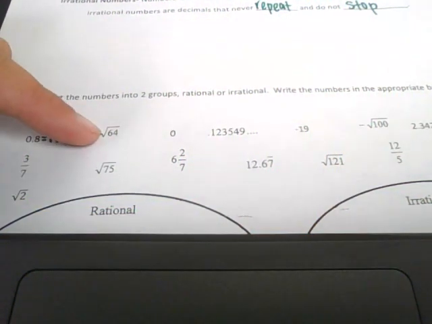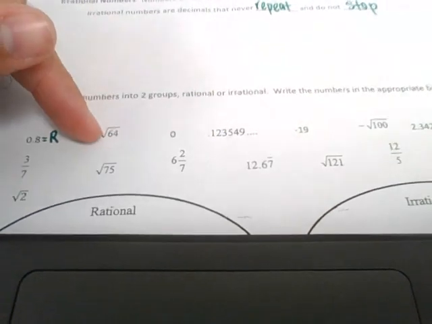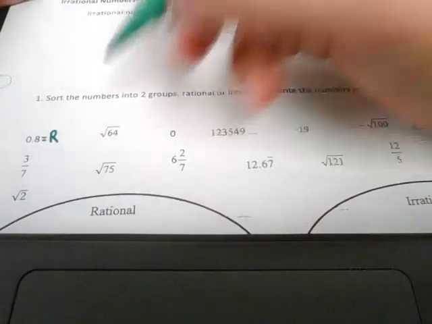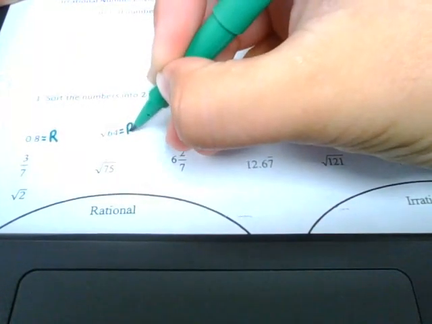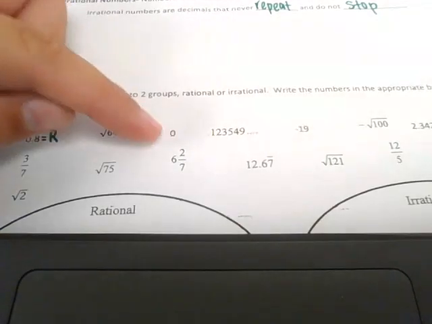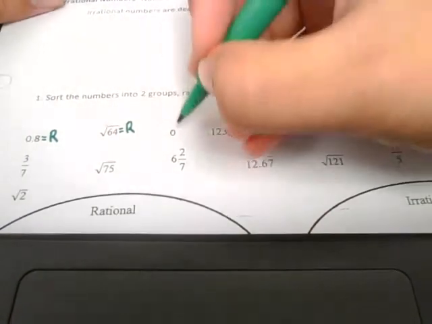Look at the square root of 64. Remember, if you're trying to find the square root of 64, you're saying to yourself, what number times itself will give you 64? And hopefully you guys are saying 8, which is a whole number, which means that it's rational. Next one here is the number 0. Obviously, it's not a decimal that repeats and does not stop, so it's rational.